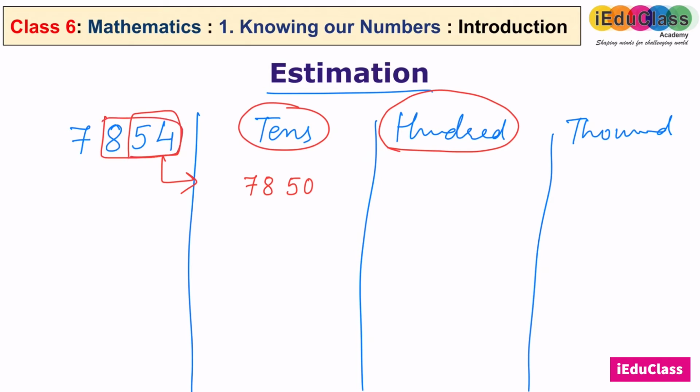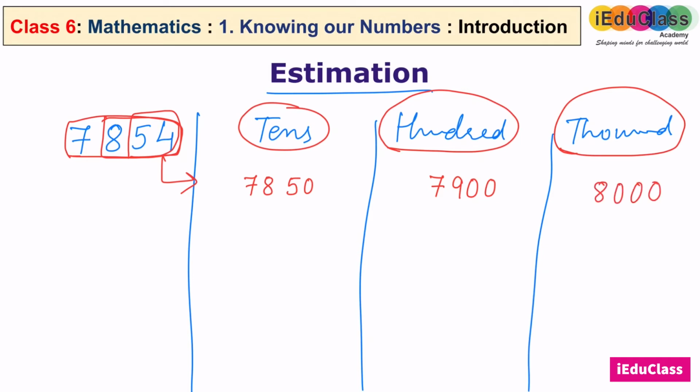854. It is nearest to 900. So I will write 7,900. If you are rounding a number nearest to 1000, you have to see four digits, 7,854. 7,854 is nearest to 8,000, not 7,000. So let me write one more number so you can see.